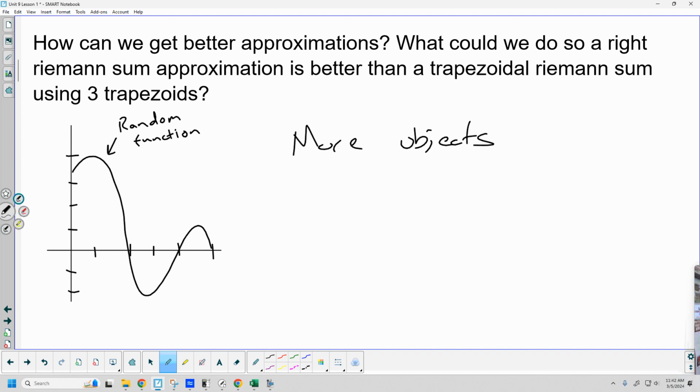Don't give me just 5 rectangles. Give me 10 rectangles. Let's break it into smaller, tinier rectangles with tinier bases, smaller sections. Boom. And this is going to be better than if I just use 3 rectangles. But instead of using 6, let's use 60. Instead of using 60, let's use 600.